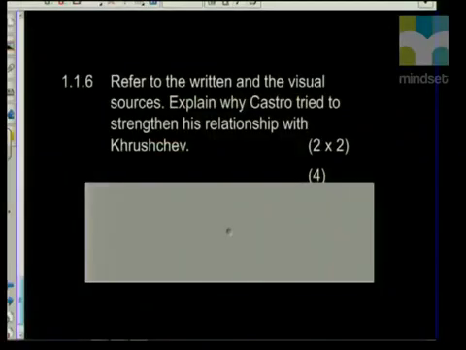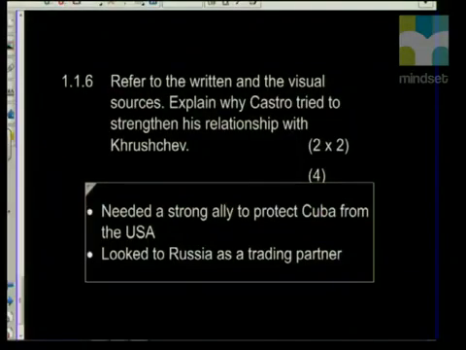Okay, now if you look at those two sources, remember I told you that they work together. So the written source tells you about the relations between Cuba and the USSR leading up to the Cuban Missile Crisis. And then the visual source is a visual explanation of the written source. So it is showing you in a visual form that these two leaders were friendly with each other. Okay, so you get 4 marks for saying that because you are now explaining. You are not just describing as in the previous question, but you need to explain. Okay, so let's look at the possible answer here.